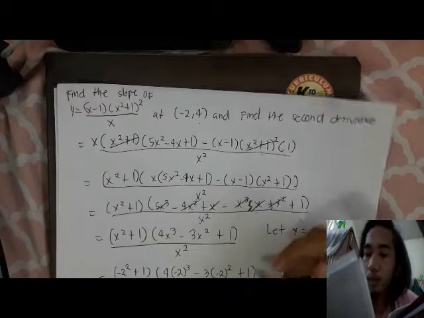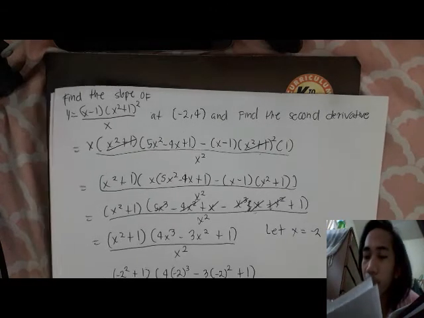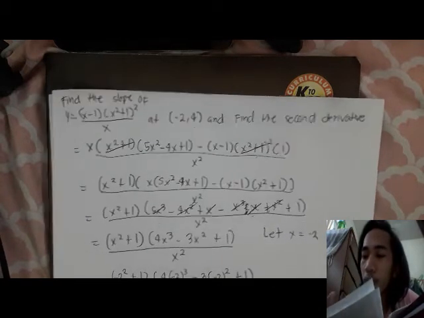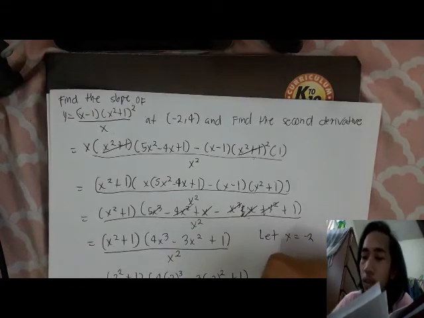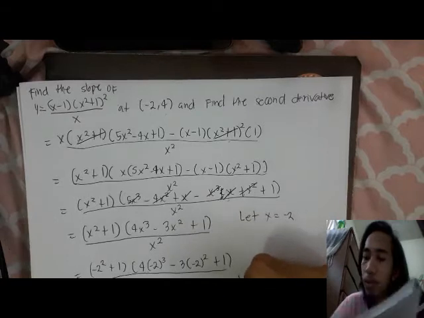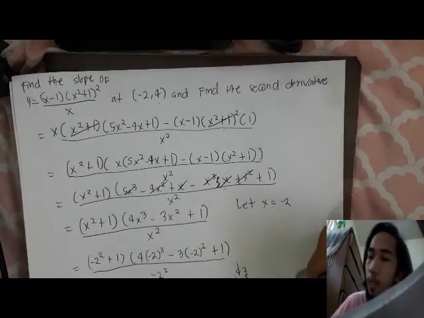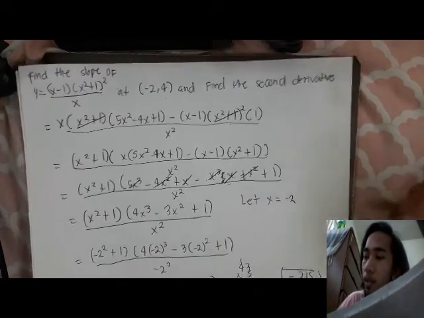So, negative 32 minus 12, and negative 32 minus 12 is going to be negative 44, plus 1 is going to be negative 43. So, 43 times 5, 15, 20, 215. So, negative 215. So, ang slope natin is negative 215 over 4. Ito ang slope ng function natin.